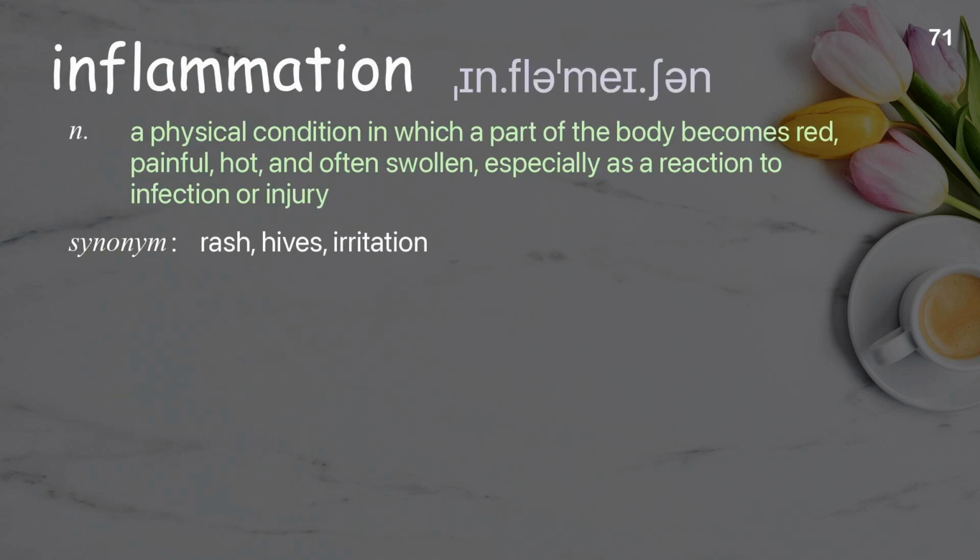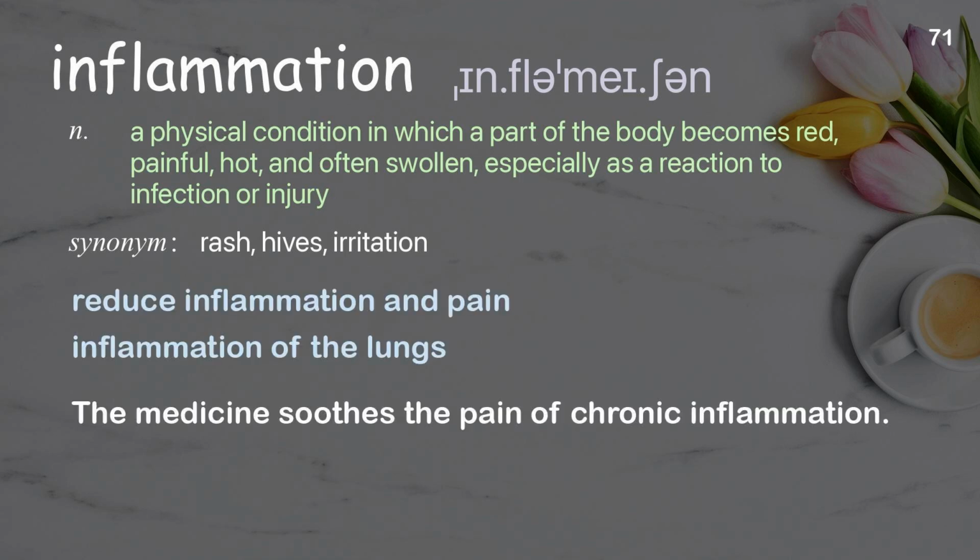Inflammation. A physical condition in which a part of the body becomes red, painful, hot, and often swollen, especially as a reaction to infection or injury. Examples: Reduce inflammation and pain. Inflammation of the lungs. The medicine soothes the pain of chronic inflammation.